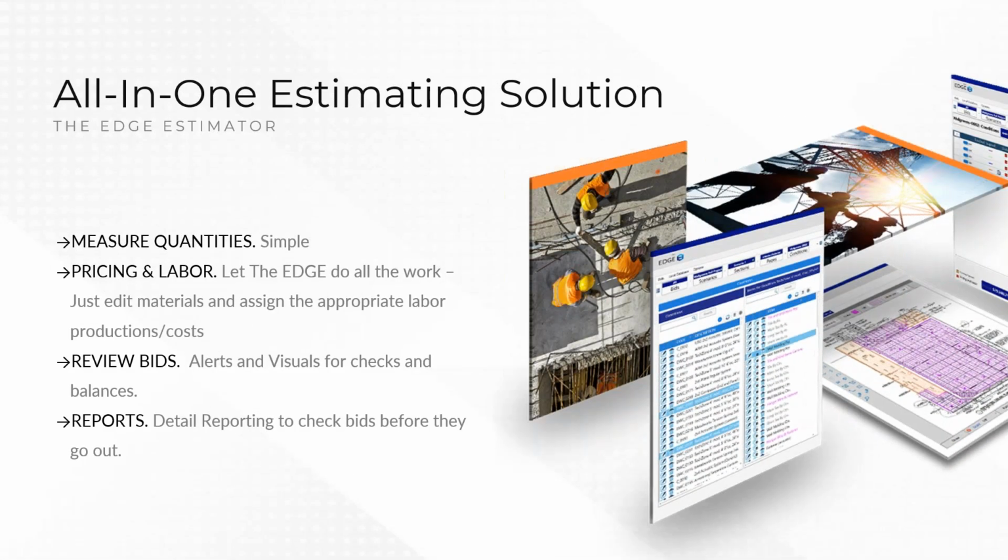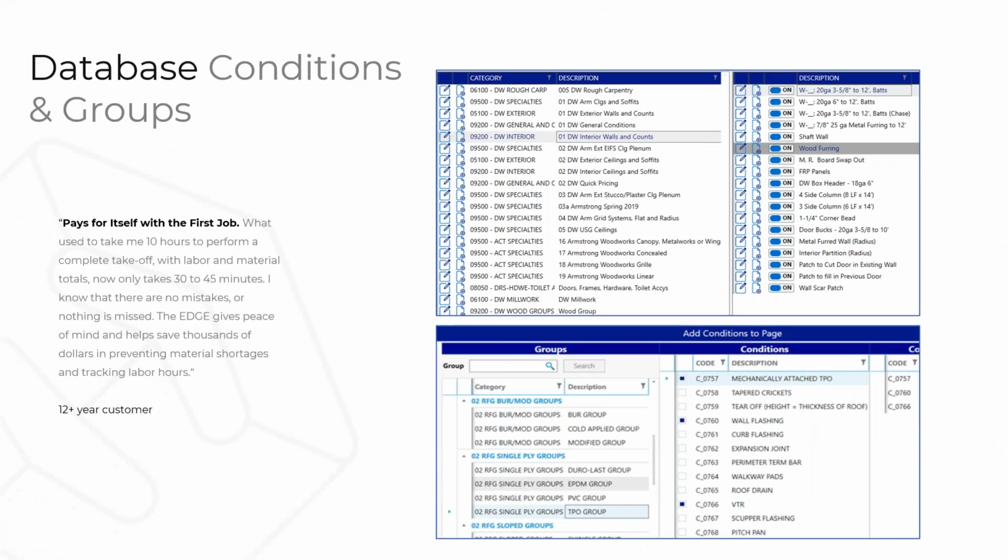The Edge is an all-in-one solution, so that means you measure your quantities, you go through pricing and labor to make sure your work is assigned the right costs, and then you review your bids. The program has alerts and visuals for checks and balances to make sure you don't miss anything or make a mistake. It will allow you to review it and fix it. The reports are great for details about the project. It allows you to check bids before they go out.